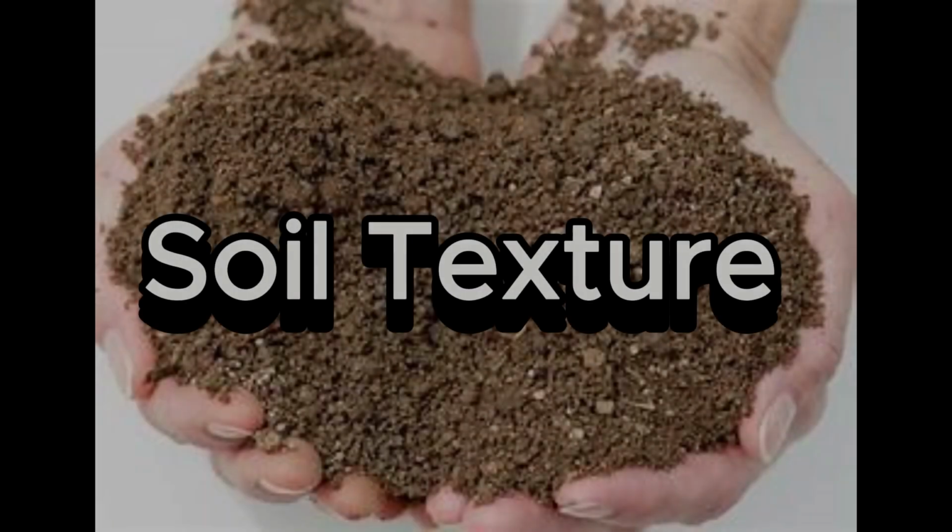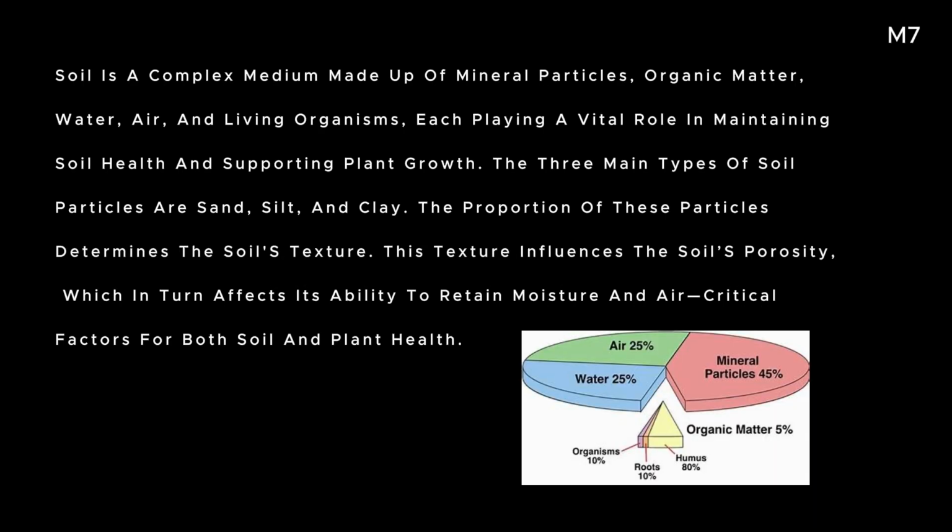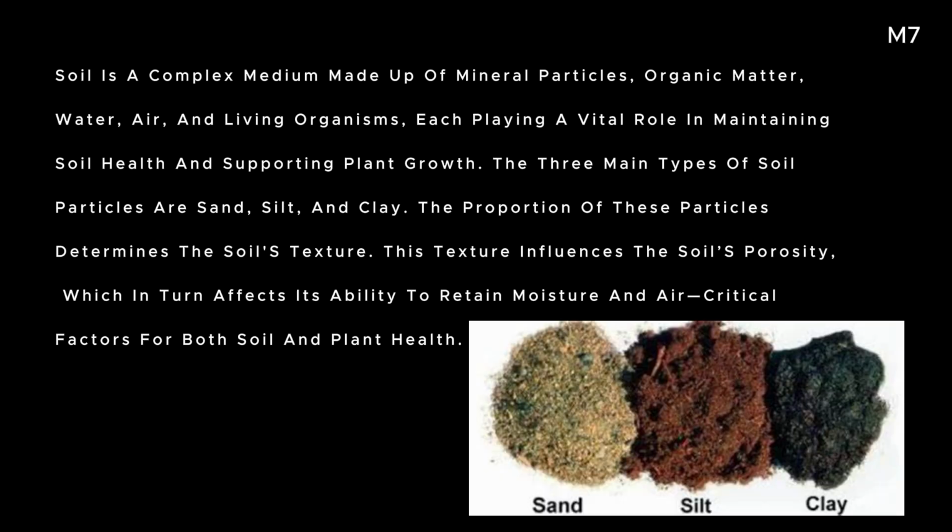Soil texture. Soil is a complex medium made up of mineral particles, organic matter, water, air, and living organisms, each playing a vital role in maintaining soil health and supporting plant growth. The three main types of soil particles are sand, silt, and clay. The proportion of these particles determines the soil's texture.